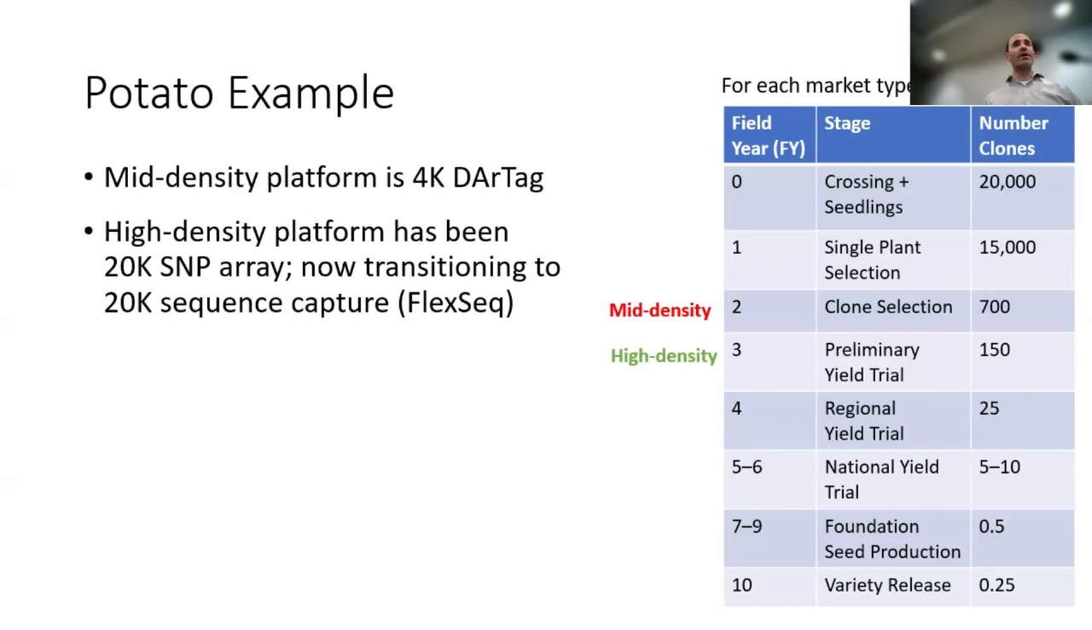Then the following year, whatever survives that gets into what I call a preliminary yield trial, where it could be 1 or 2 locations, but you're now much more focused on measuring precisely quantitative traits like yield, dry matter, etc. And for that, at that stage, we're using a higher density platform. We have been using a SNP array, and now this year we're switching over to trying to use the sequence capture from the Rapid Genomics LGC technology.